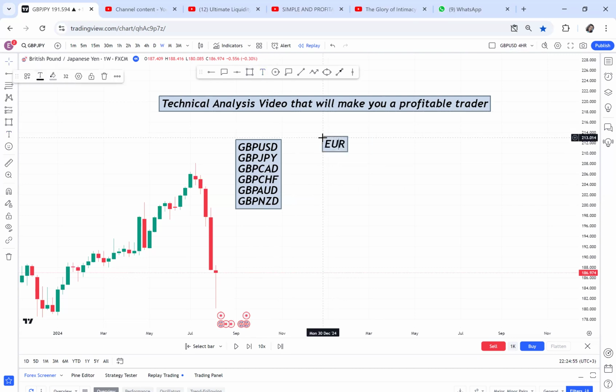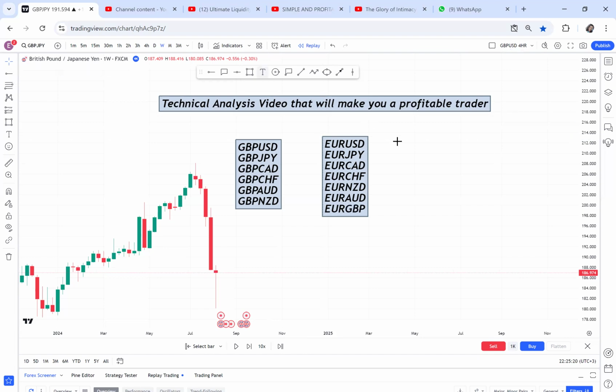Then we go to Euro pairs. So we have Euro USD, then Euro JPY, then Euro CAD, Euro CHF, Euro NZD, Euro AUD, then we have Euro GBP. Okay, so that is the Euro pairs.